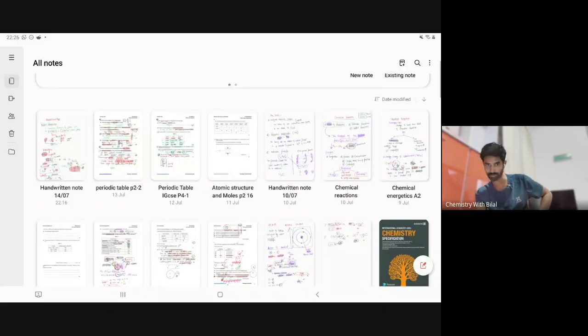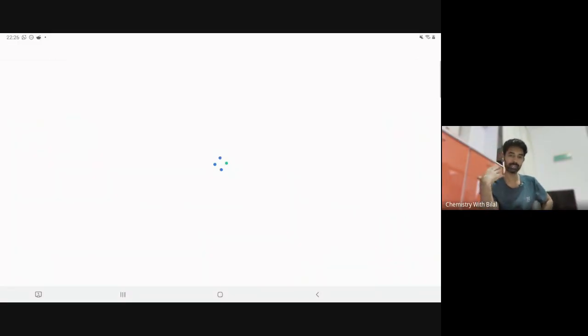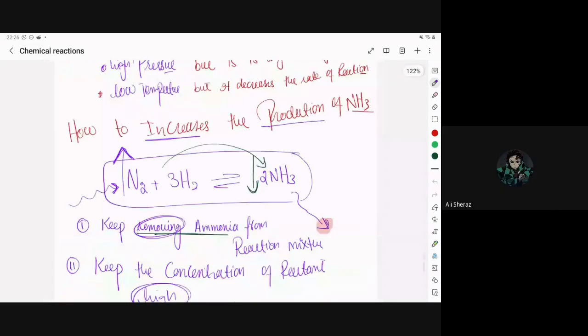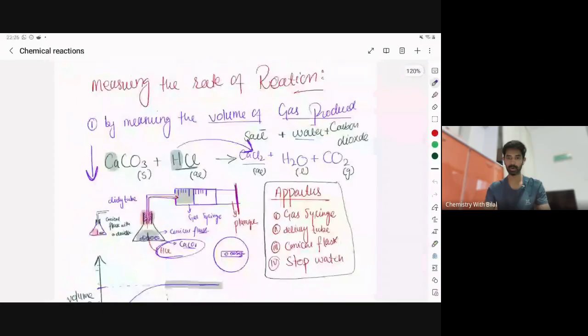So we did 5 factors. Now I want Ali Shiraz to respond. We have 5 factors which affect the rate of reaction. Which factor lowers the activation energy of the reactant particles and produces more product per unit time? So which factor lowers the activation energy? That's the question, Ali. Catalyst. Excellent.